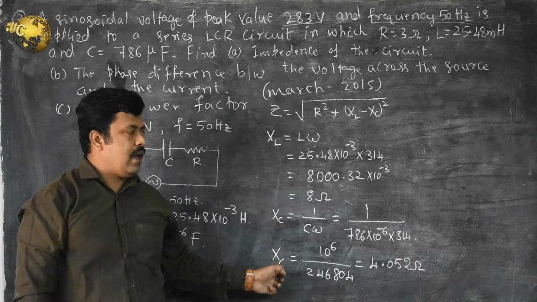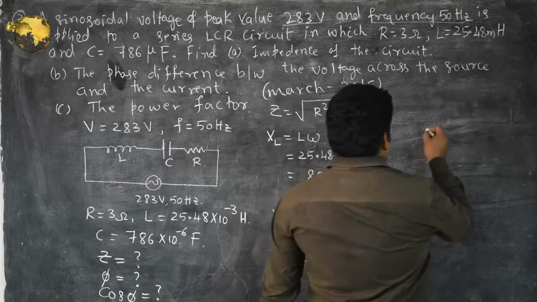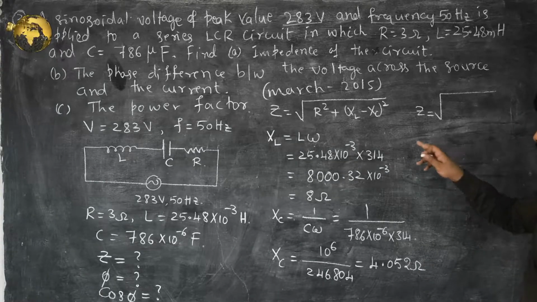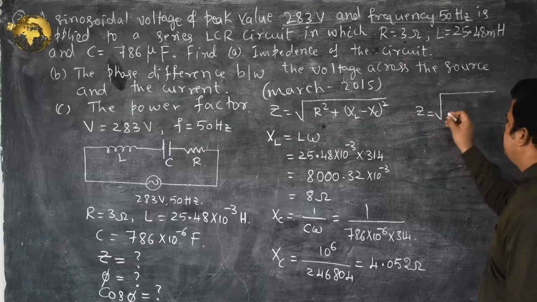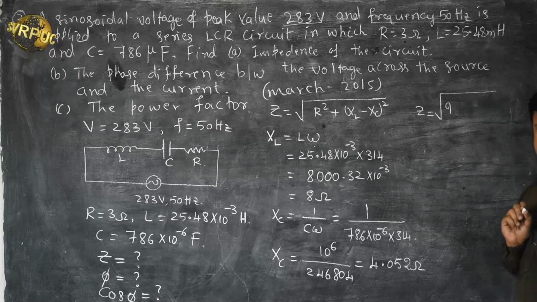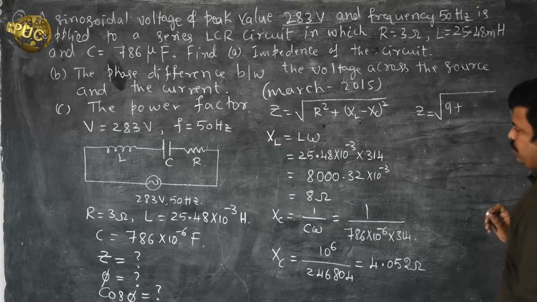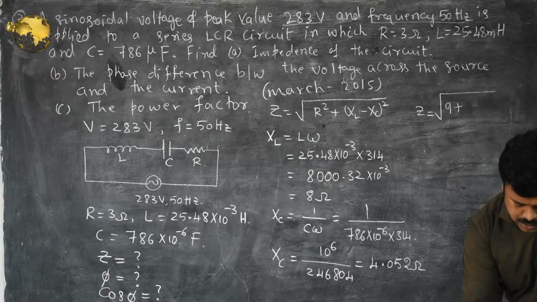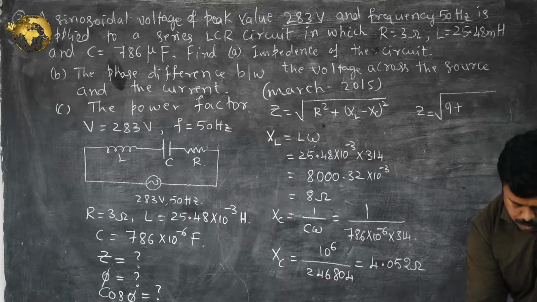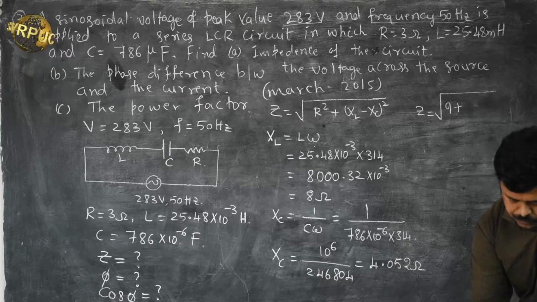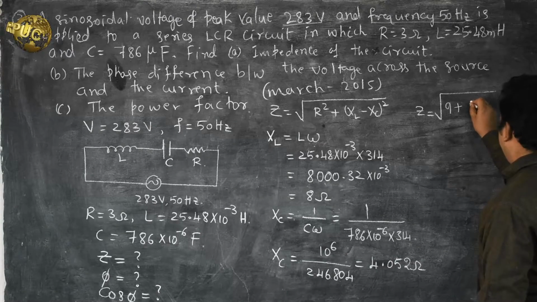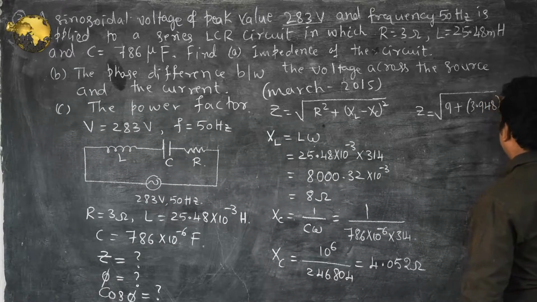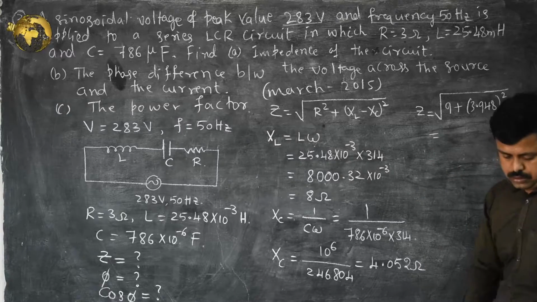Now let us move on to the next one. XL we have, XC we have. Let's find out Z. So Z is equal to square root of R square. R they have given as 3, so 3 square becomes 9. 9 plus (XL minus XC). The value of XL is 8, so 8 minus 4.052, that is within the bracket 3.948 square. So let's find out.